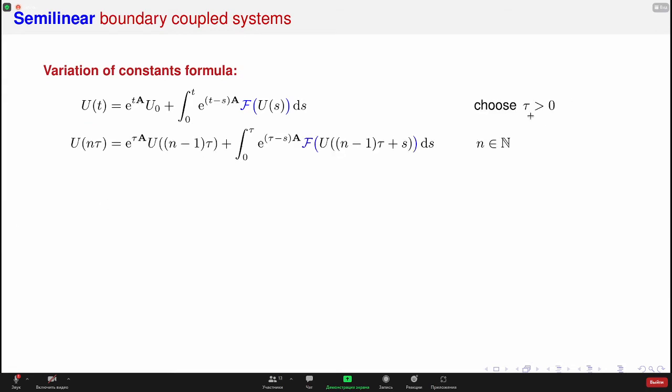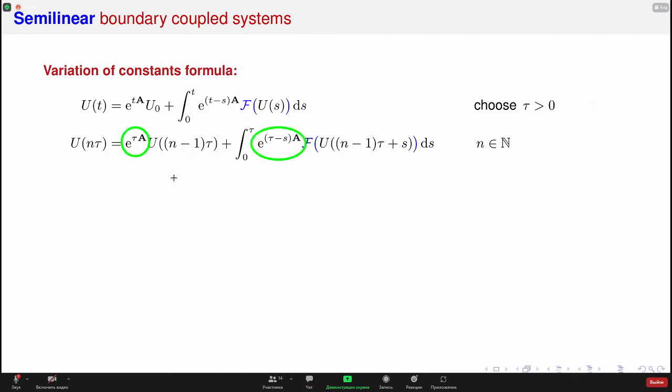Then we choose a tau. This is like a time step. We can call it a time step. This is just a positive number, and then after a short reformulation using the additivity of the integral and the linearity of the semigroup and the integral, we get this form. This is exactly the same. This is just a variation of constants formula.